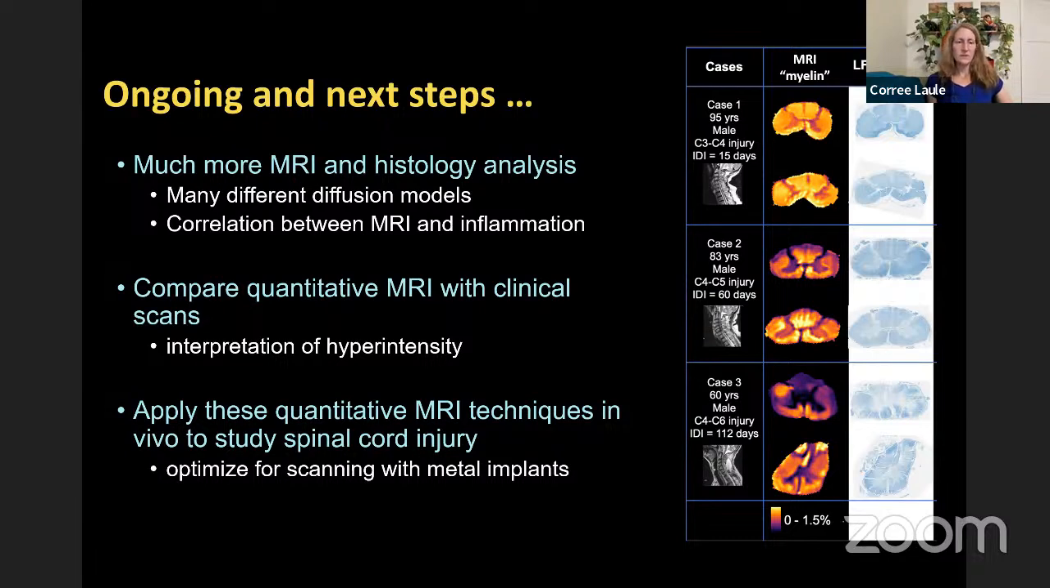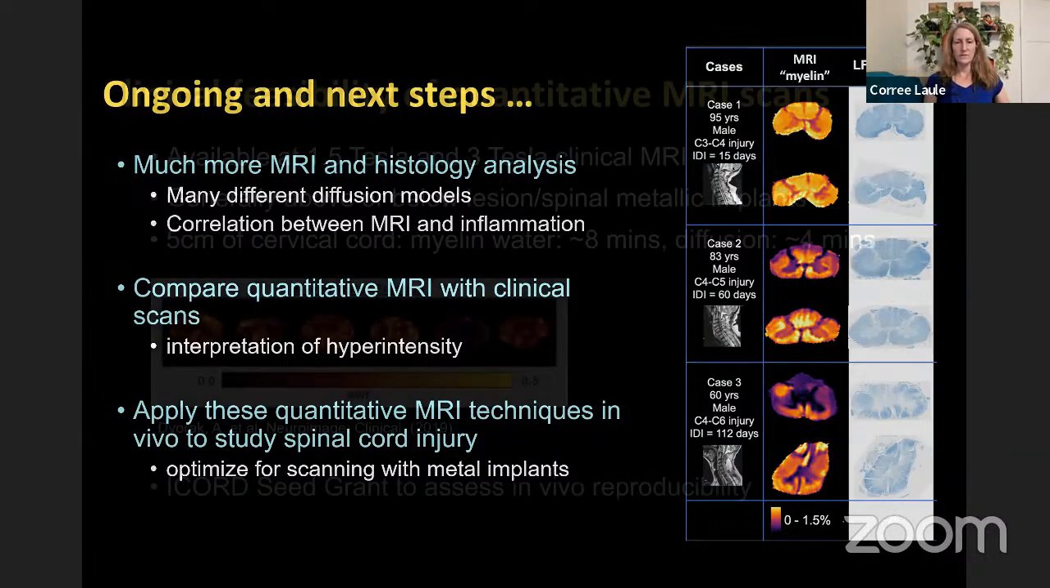And then we're also working on a project that hasn't quite started yet, trying to optimize the scanning for in vivo, and in particular, people with metallic implants, because often after spinal cord injury, people will have some hardware implanted, and that can be challenging to deal with when you're trying to collect quantitative data.